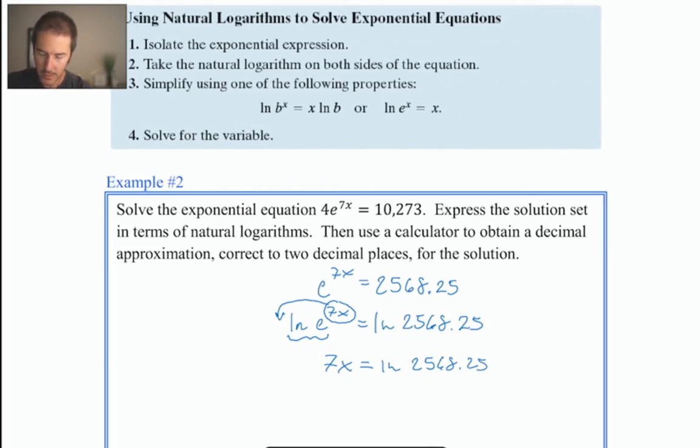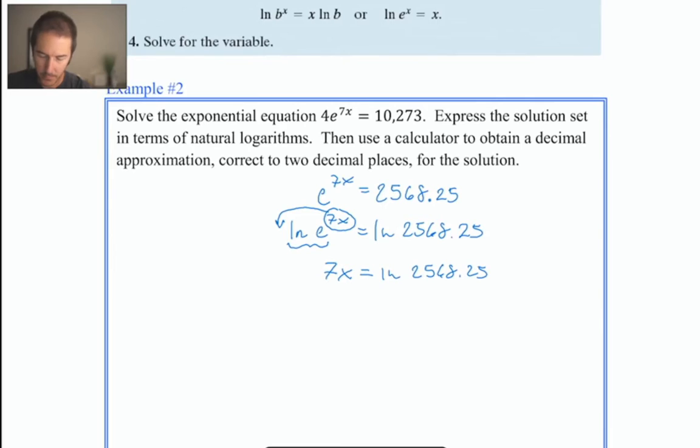2,568.25. We can then divide both sides by 7, and we're going to be one step away from our final answer. What I'm doing here by writing this all out is I am getting this solution calculator ready. So I've done everything using paper and pencil that I possibly can, and at this point, the only next step is to type this into a calculator, which, of course, I don't have sitting up here next to me yet, but I will.